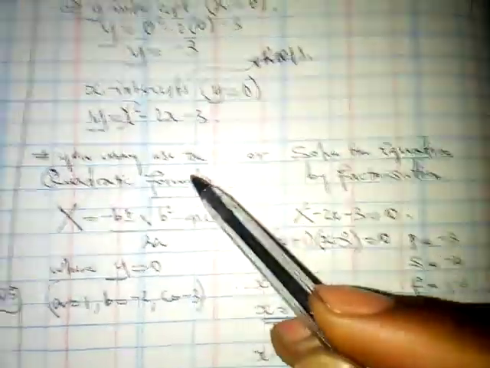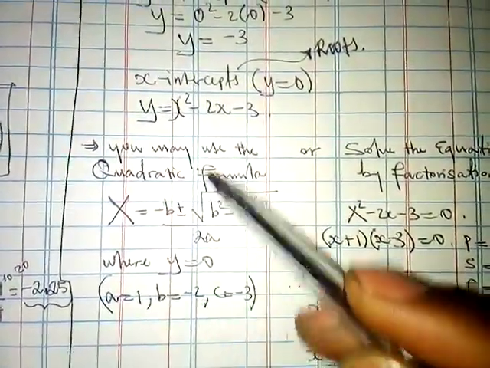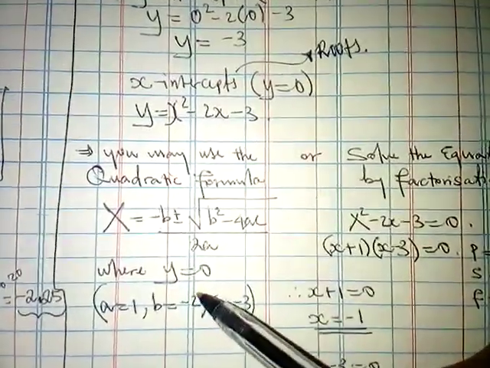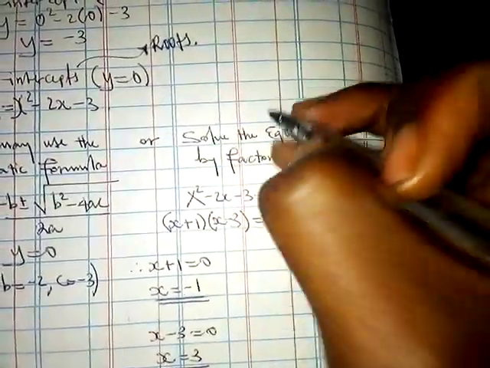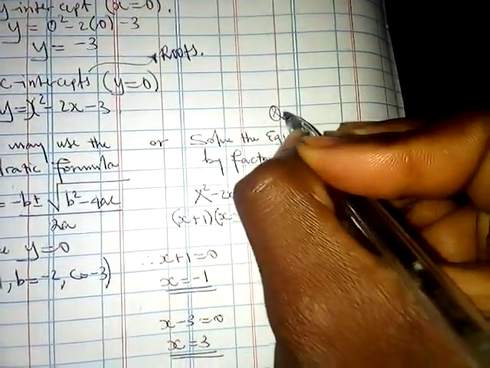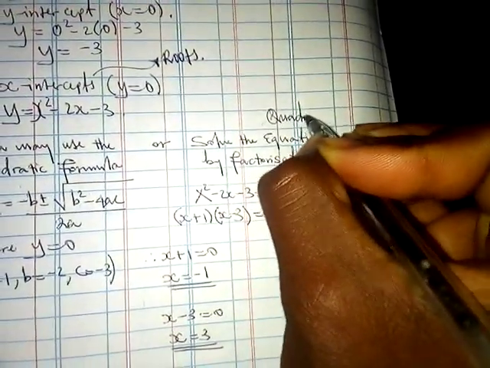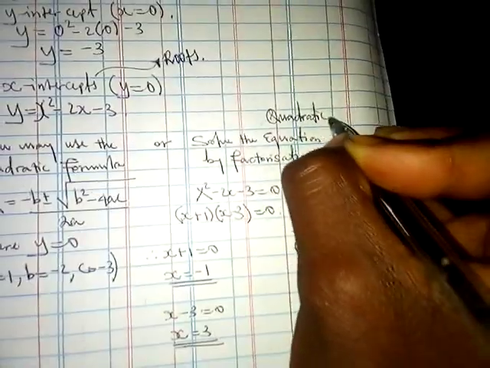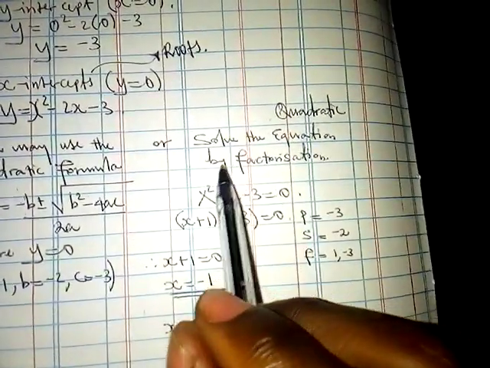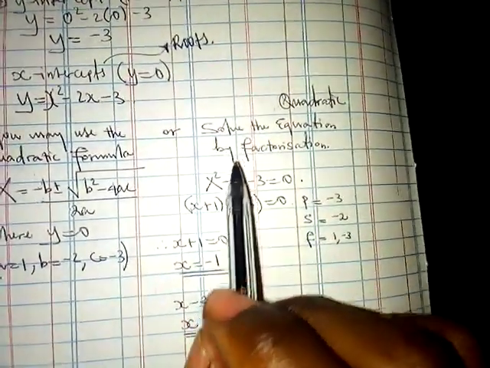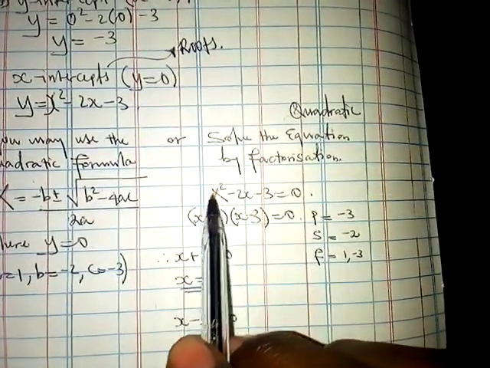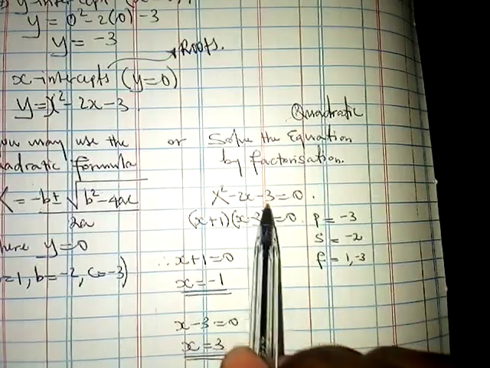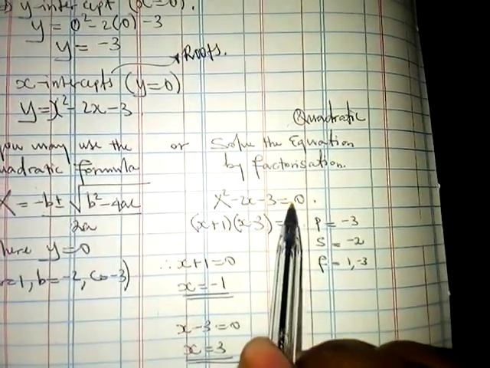But of course, if you see that this one can be rather long, you can solve the quadratic equation by factorization. You can solve the quadratic equation by what? By factorization. So again, we are letting y be equal to 0. So this is going to be x squared minus 2x minus 3 is equal to 0.